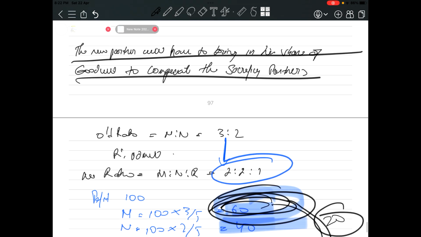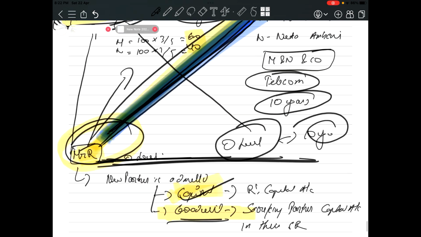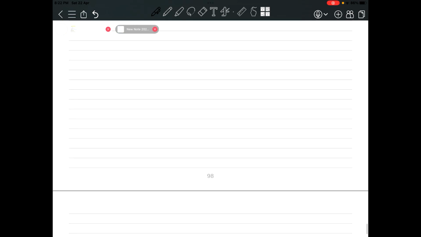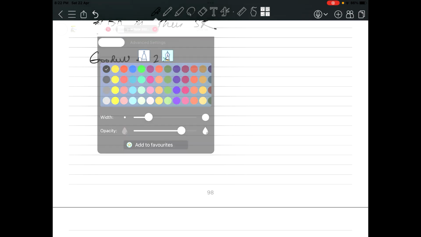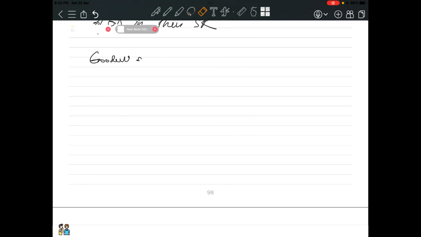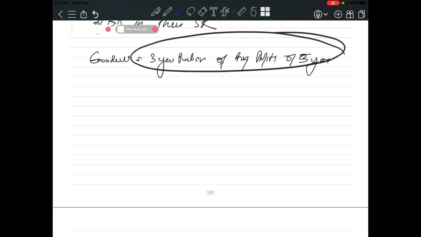So I hope the concept of purchase goodwill and self-generated goodwill is clear. Why is it important to calculate self-generated goodwill? Now in your questions, when you solve goodwill according to the average method, you will see goodwill is calculated at, let's say, 3 years purchase of average profits of 5 years. You will see this kind of question now. So what is this 3 years purchase?